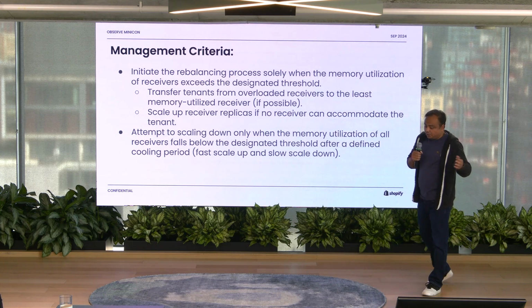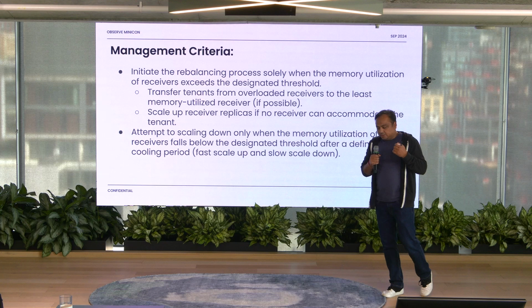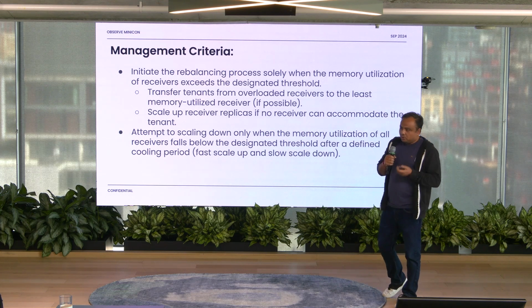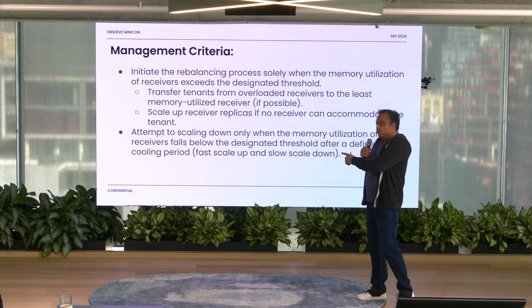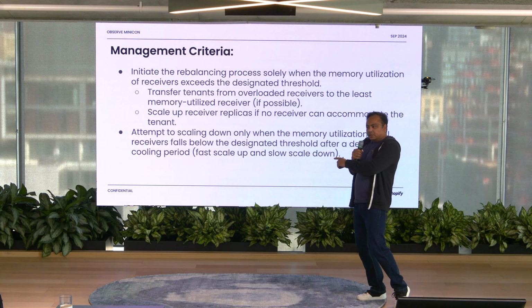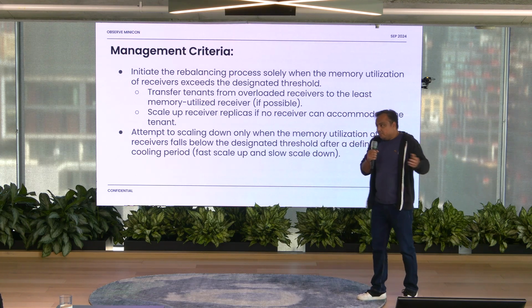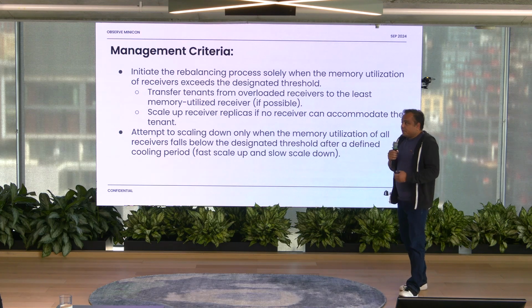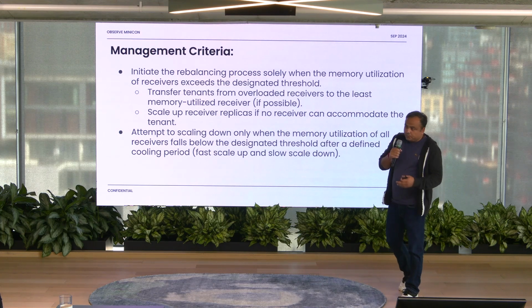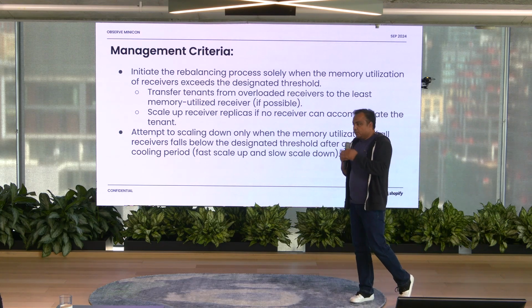And if all receivers are below 60%, try to scale down all the time. Remove all the tenants from the last replica and try to assign them to all other receivers. If they can successfully be assigned without breaking the 60% threshold, do it and shut it down. So, scale down.